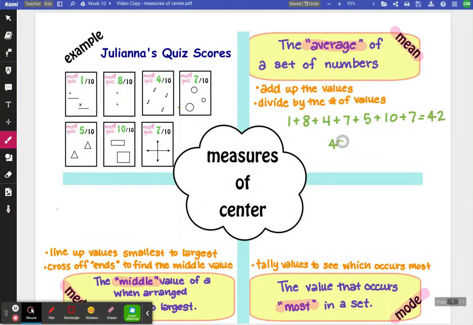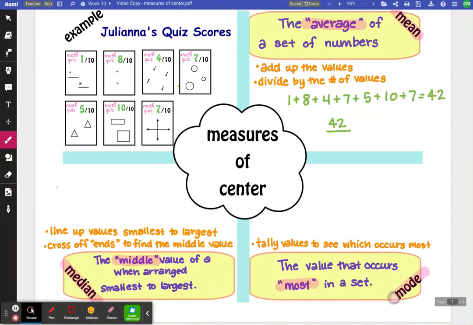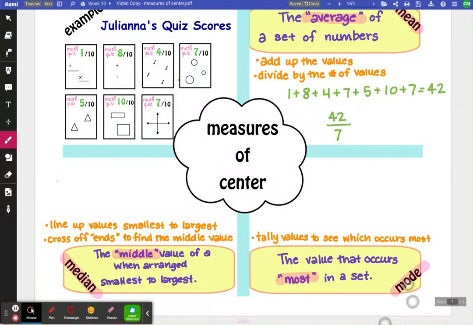Then we're going to divide that by how many values there are. Since there are 7 quiz scores, we're going to divide by 7. 42 divided by 7 is 6. So this 6 is her average score, the average or the mean. Sometimes that comes out nicely like this one did, and sometimes it doesn't. In that case, you would just round.